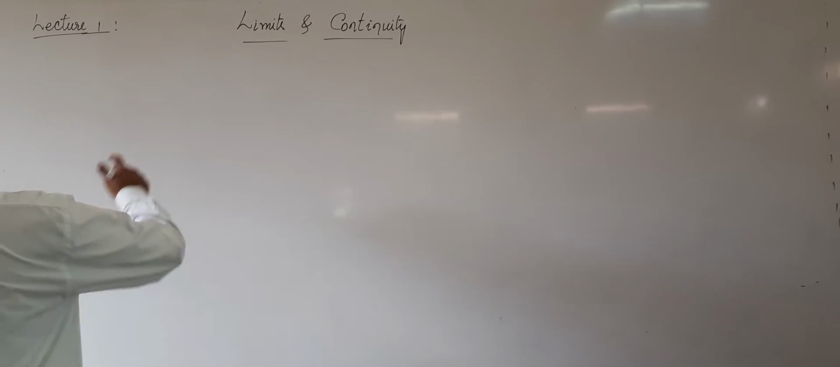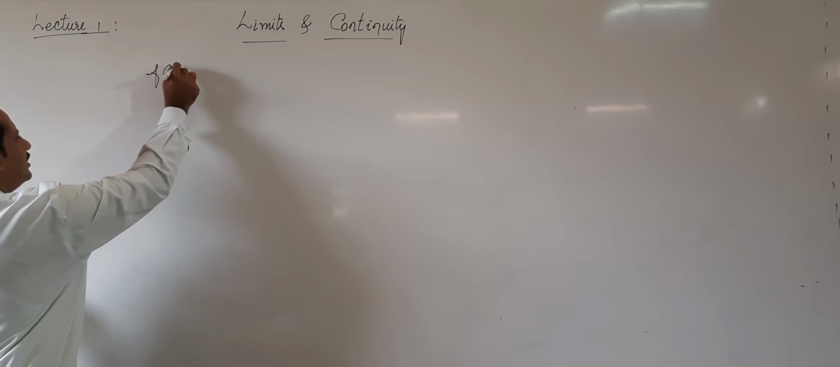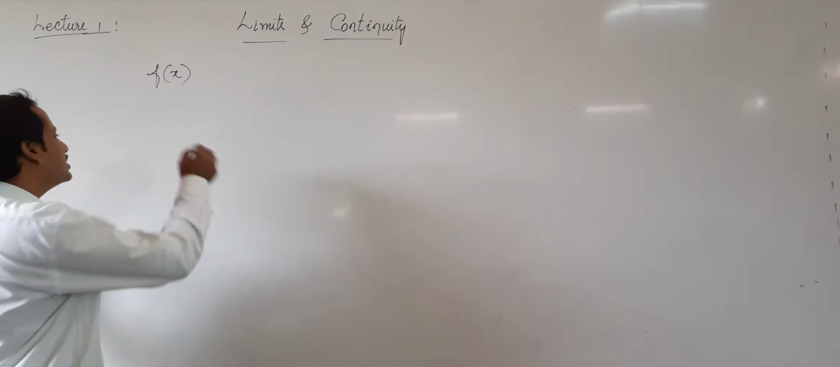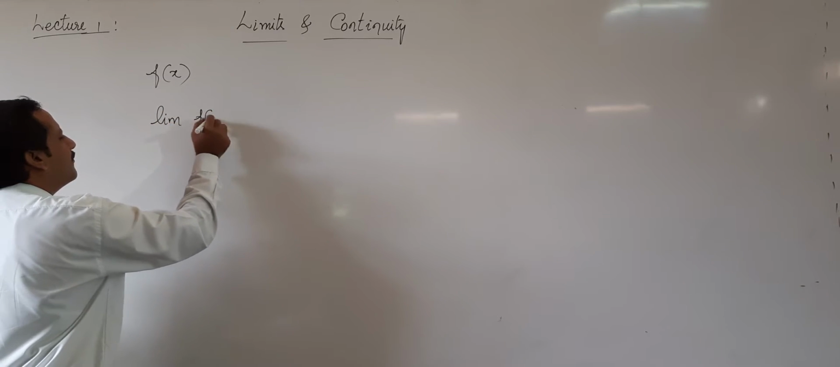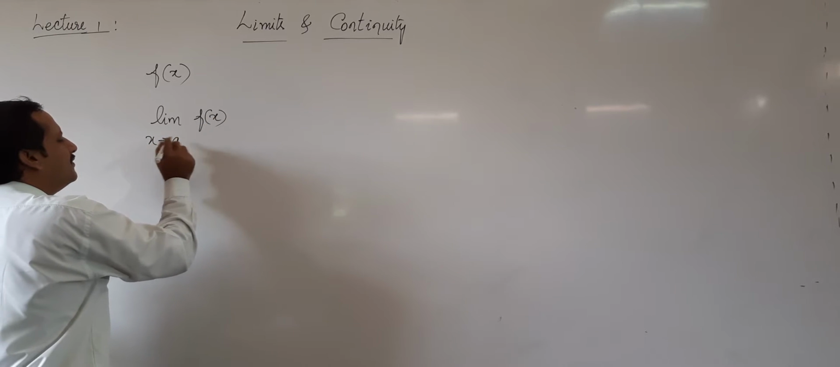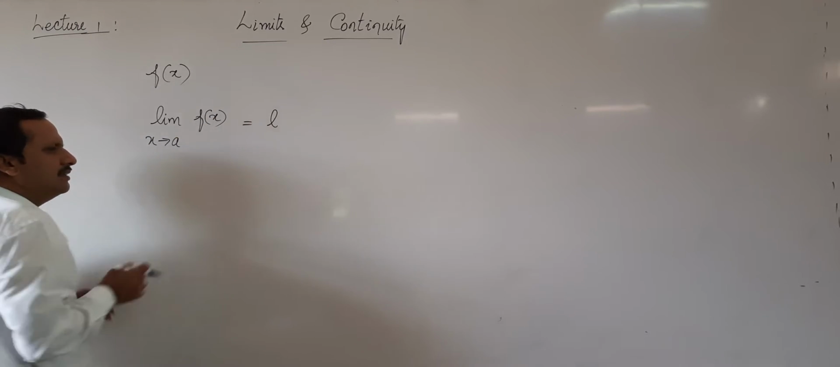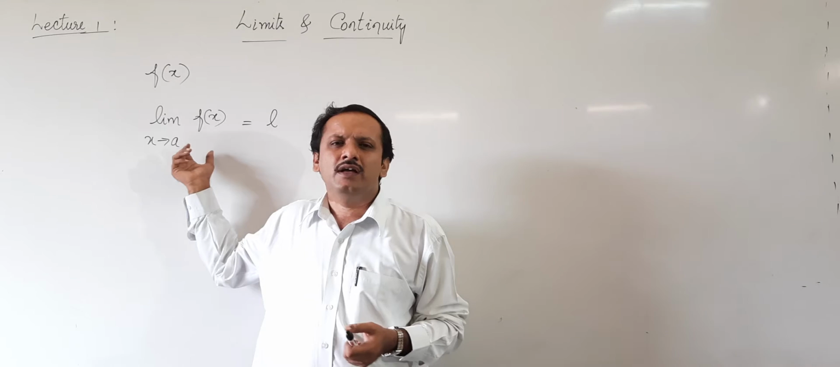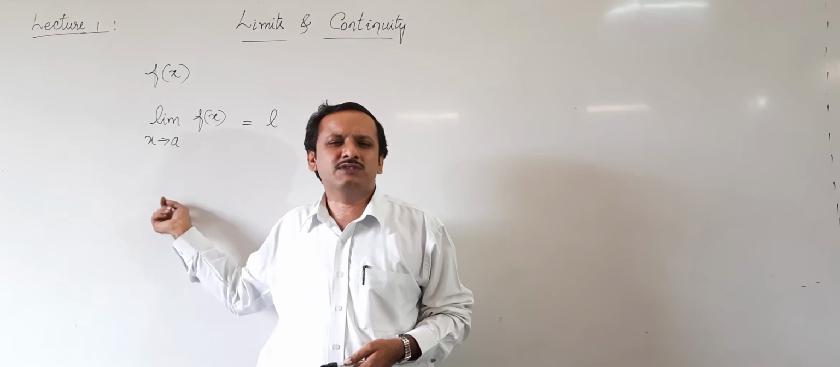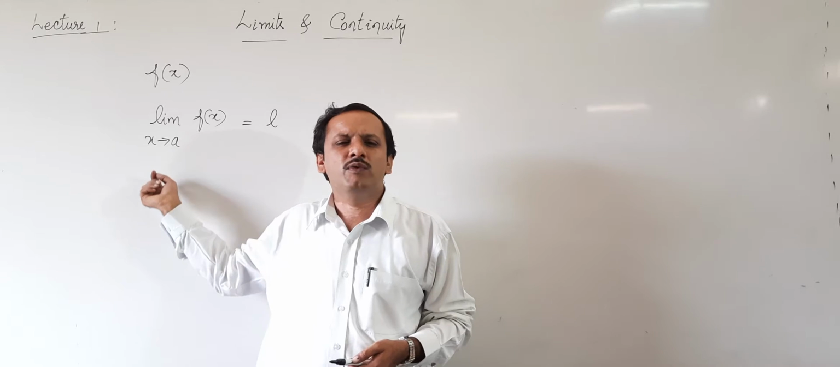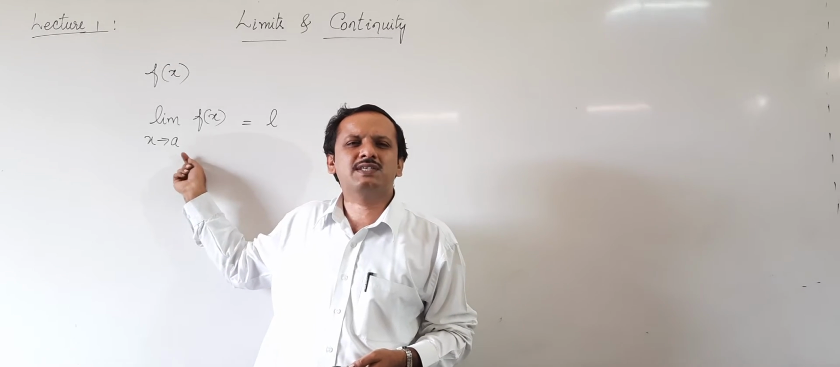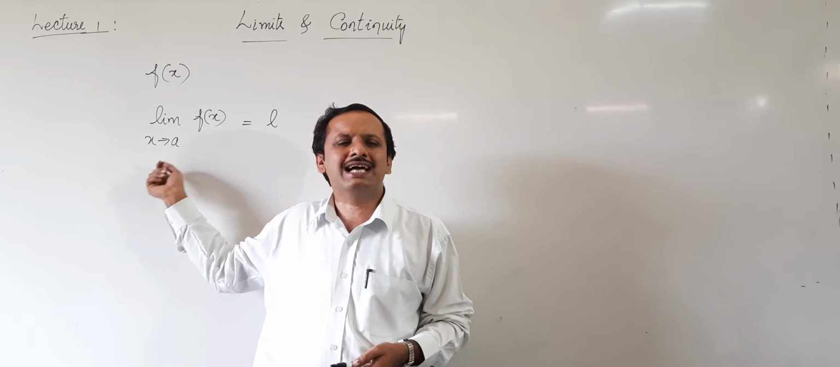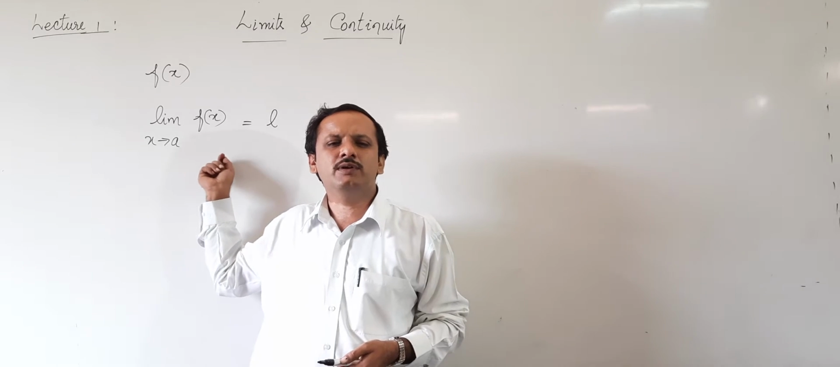Let f of x be any function. Then we say that the limit of f of x as x approaches a, denoted by limit of f of x as x approaches a, is equal to L, where L is a finite quantity, provided that when x approaches a, whether from the left side or from the right side, f of x approaches the same quantity L. Then we say that the limit of f of x as x approaches a is equal to L.